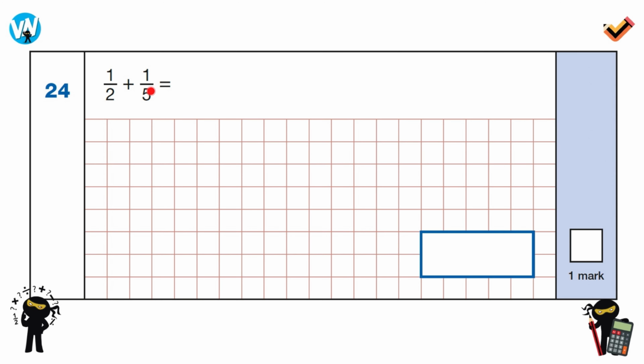Half add a 5th. Again, the denominators are different. Hopefully you're spotting that 10 is going to be the common denominator. Now, if you needed to write it out, you could do that anywhere on here. I would do it out the way where there's a bit of space. So you've got 2, 4, 6, 8, 10, 5, 10. So straight away, we can see, if you need to do that, that the common denominator is 10.